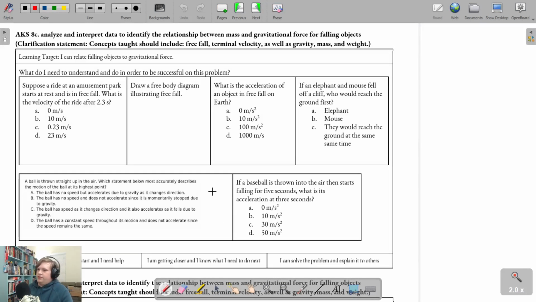What do I need to understand in order to be successful on this problem? Well, like I said, when you read the learning target, you need to talk about it. Gravitational force, we know, is a free body diagram. It is our force going down. Force grav is also equal to our weight, so we can say it is equal to W.